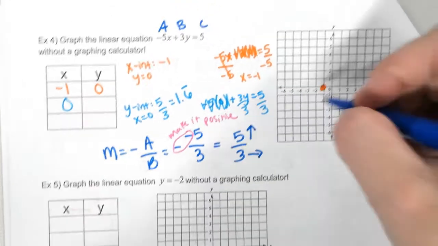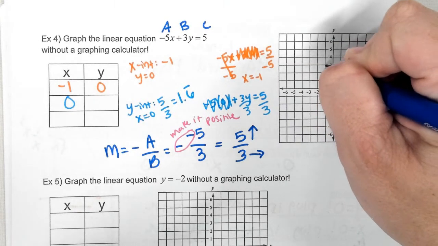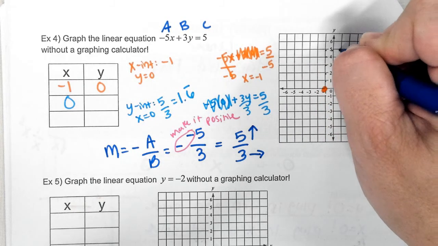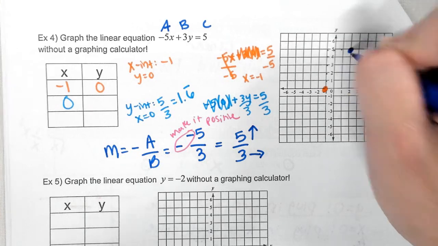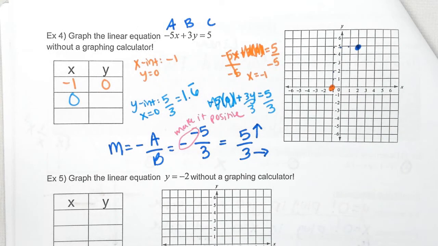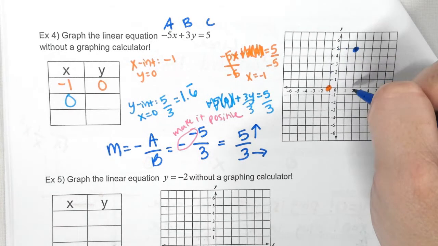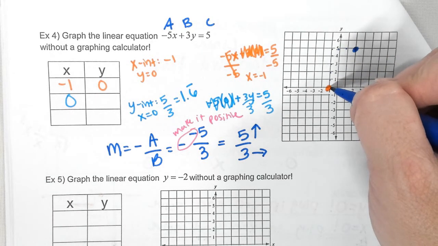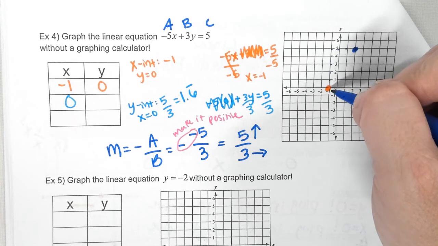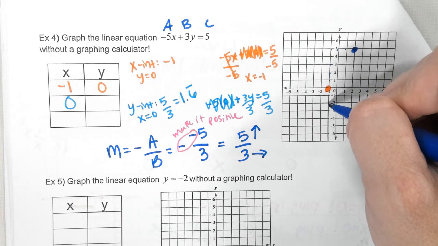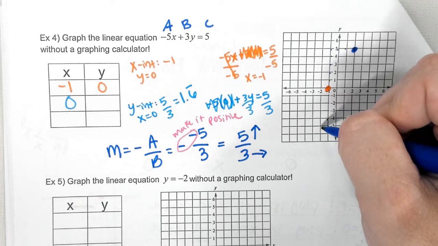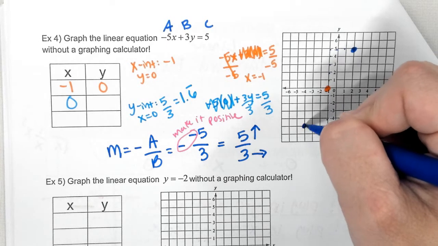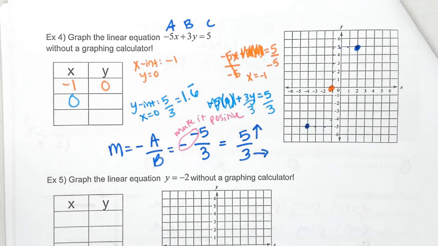So from that point, I'm going to go up 1, 2, 3, 4, 5, 1, 2, 3. And now I can't do that again, but I can do opposite. Watch, if I go down 5, backwards 3, did that bring me back to my original point? Yes, so I can do it one more time. Down 1, 2, 3, 4, 5. 1, 2, 3. There's my other point. I'll draw my line.